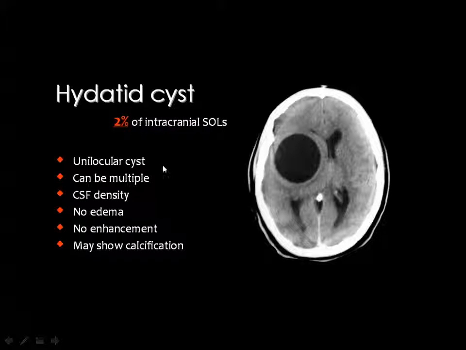And this cyst may be unilocular or multilocular. It can be multiple. It may show CSF density with no surrounding edema, no enhancement, but it may also show calcification inside.